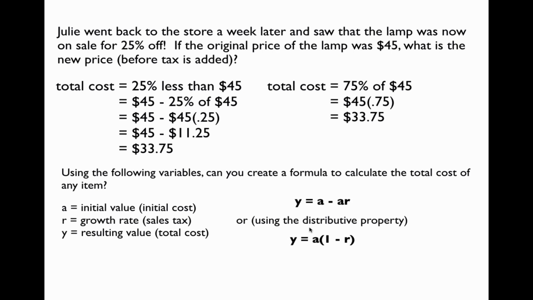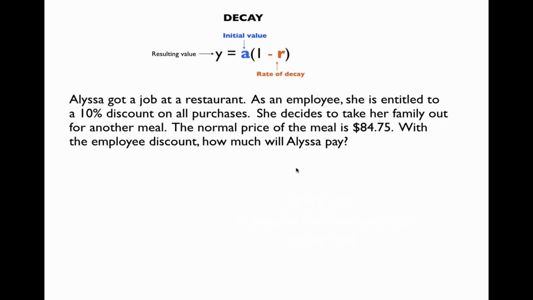So using this second equation that we're going to build upon, let's use that decay model and apply it to a real-world situation. Alyssa got a job at a restaurant. As an employee, she is entitled to a 10% discount on all purchases. She decides to take her family out for another meal. The normal price of the meal is $84.75. With the employee discount, how much will Alyssa pay?